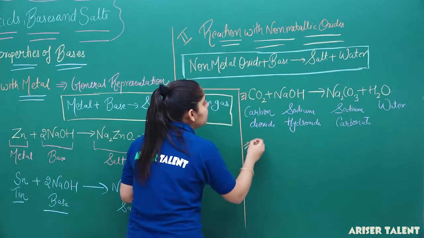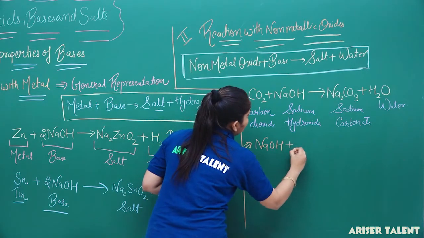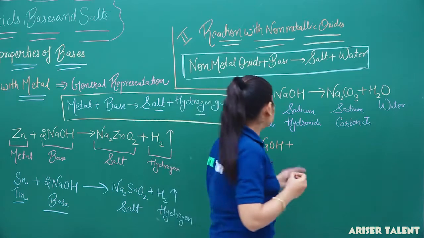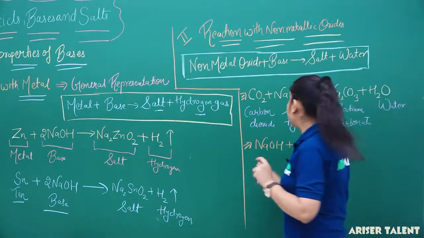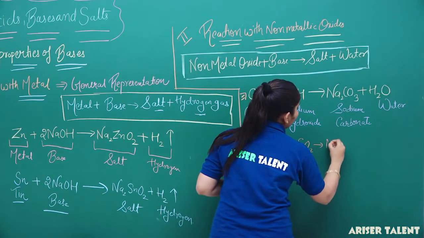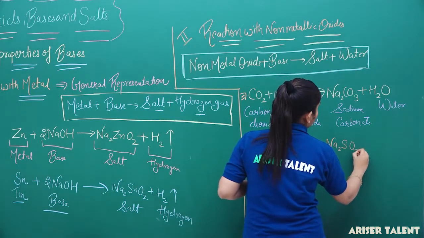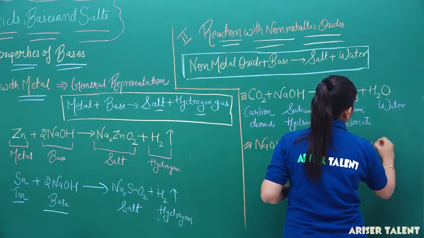What we will do here, we will take again NaOH and start reacting this NaOH with, firstly we had taken carbon dioxide, now I am taking sulfur dioxide, that is SO2. So, what we will get here, Na2SO3 with the liberation of H2O.